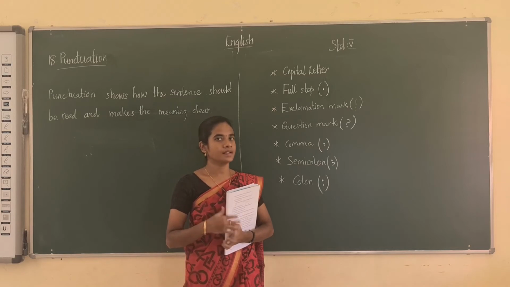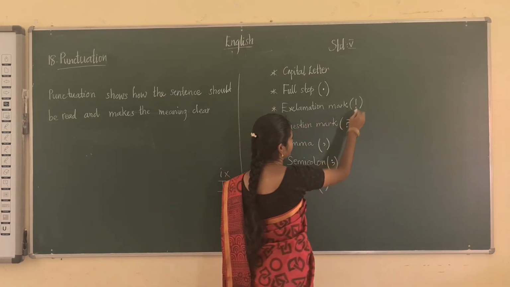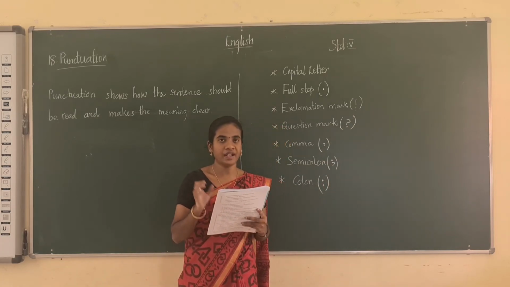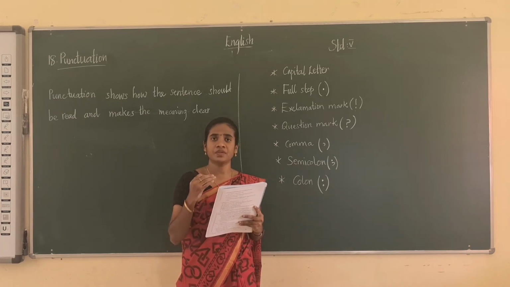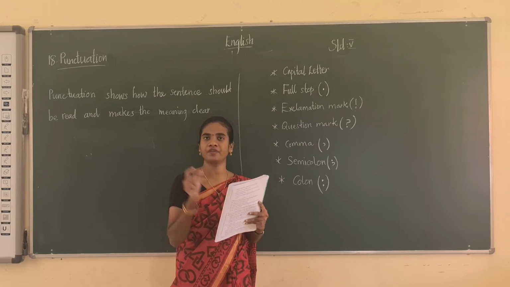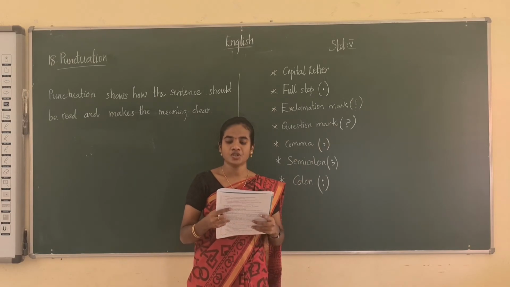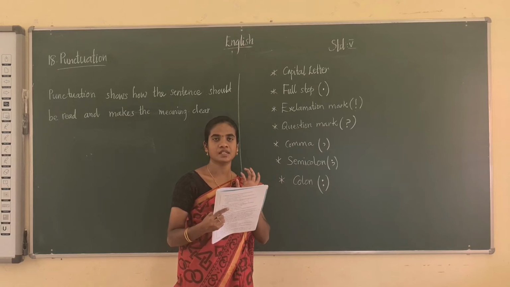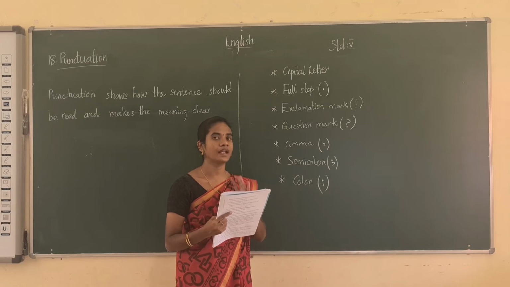Next punctuation mark is the exclamation mark. Now see, this is the symbol of the exclamation mark. An exclamation mark is used at the end of an exclamatory sentence or after an interjection. We have studied a lot of interjection words, no? So you can refer to that. After the interjection you have to put an exclamation mark to express strong emotions. So we use the exclamation mark at the end of exclamatory sentences and also after an interjection.